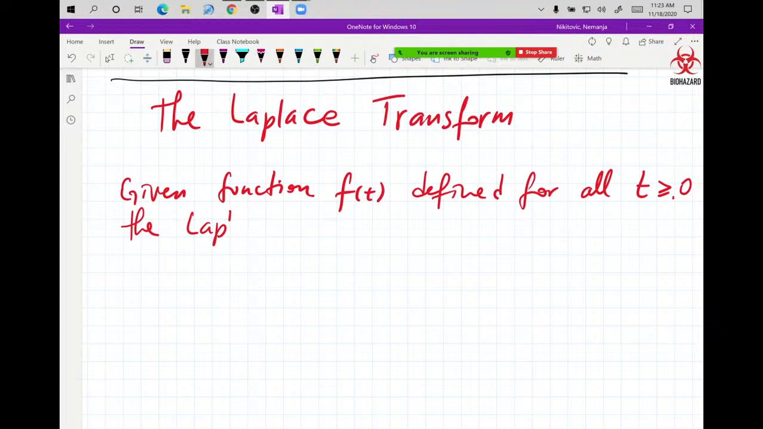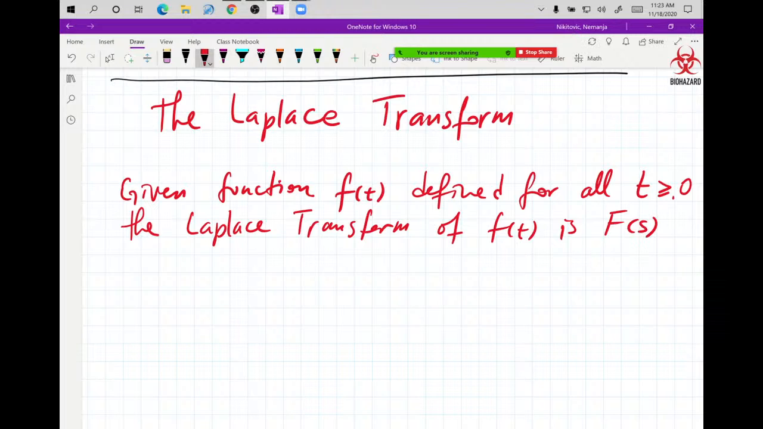The Laplace transform of f of t is F of s, which is this way.